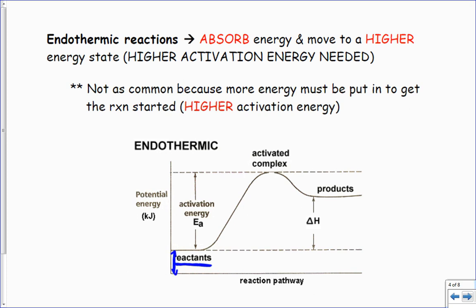Quantitatively, I finish with this much energy, and the difference is always final minus initial. So I have this much energy, this delta H, that is absorbed. And notice I start with my reactants low and finish with my products high. That's how I know graphically that I am an endothermic reaction.